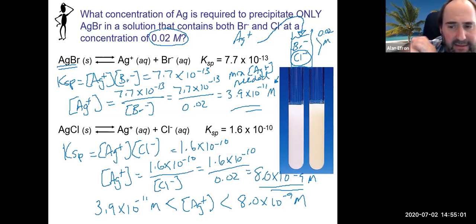And like I said, at the point where you stop seeing solid come out, you then could go above that 8 times 10 to the minus 9, and you should see white solid again, which would be the silver chloride coming out. And we have now selectively precipitated out one ion at a time, and we could be very confident that what we took out at each of those steps was the ion that we were looking for. And again, you can use KSP to do that.